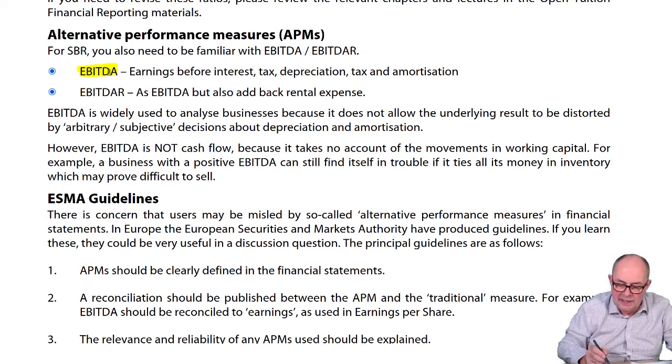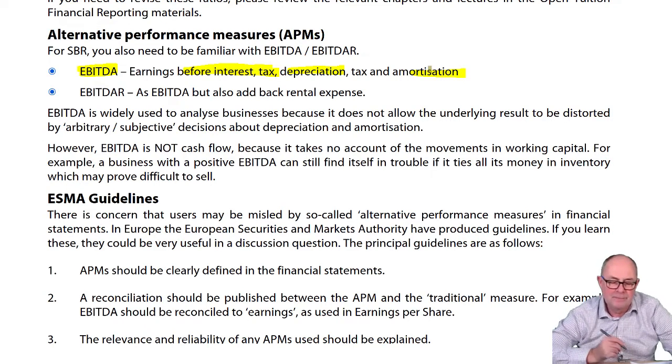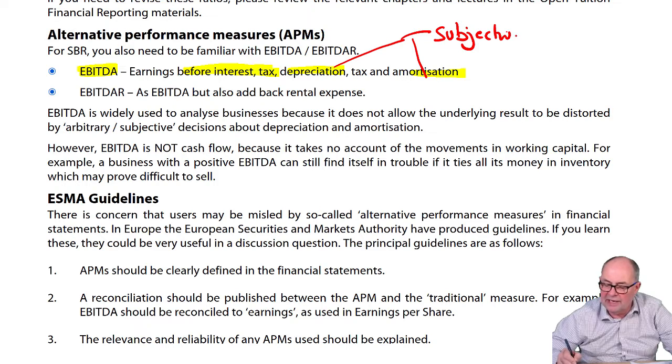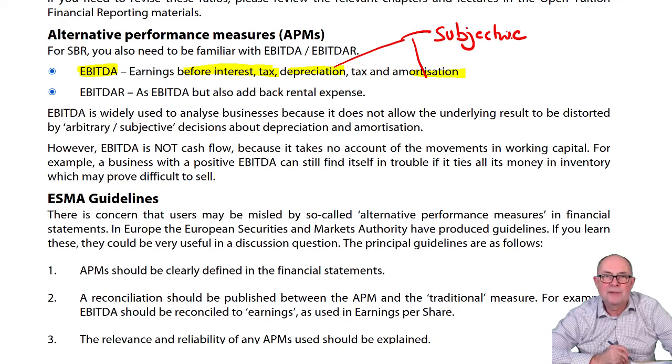EBITDA, you can see, you add back interest and tax, which most people can live with, but you also add back, again, depreciation and amortization. Why? Because companies would say these numbers are subjective, and because they're subjective, let's miss them out. And that leads to confusion, of course, because many people think that EBITDA is the same as cash flow. It's not the same as cash flow, because cash flow also takes account of working capital.